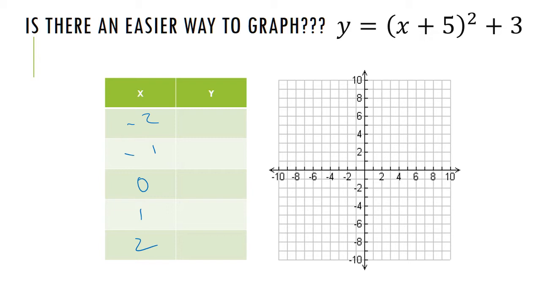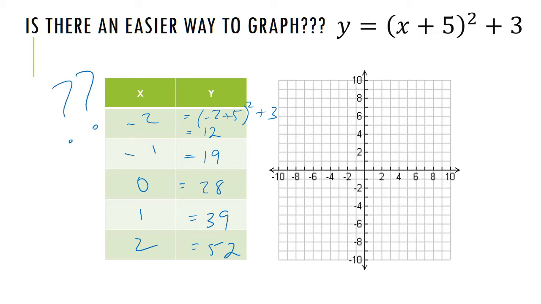You put in negative 2 for x, so this is negative 2 plus 5 squared plus 3. And you'd enter that into your calculator just like you see it. Depending on your calculator skills, which is tough for me to assess from home, you should get 12. And then if you do that for the rest of these, you should get 19, and then 28, and then 39, and then 52. That doesn't look like things we've had so far. Anyone see any issues with that?